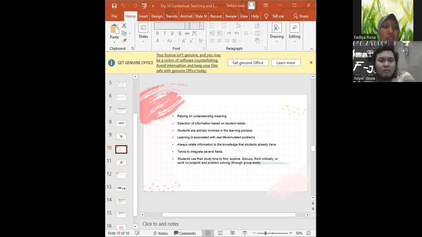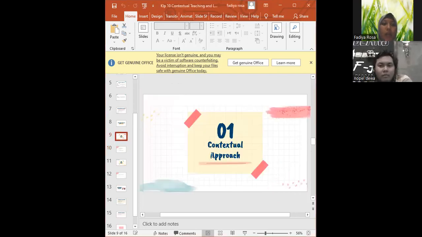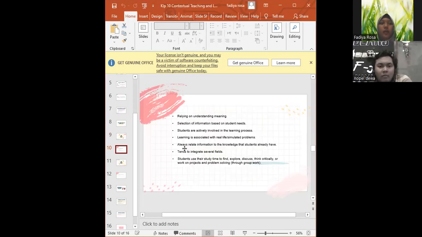And next, it tends to integrate several fields. And the last is that students use their study time to find, explore, discuss, think critically, or work on projects and problem solving through group work, like what I said before. With this type of contextual approach, the teacher must give the students group work so that they can make projects together and solve problems together.